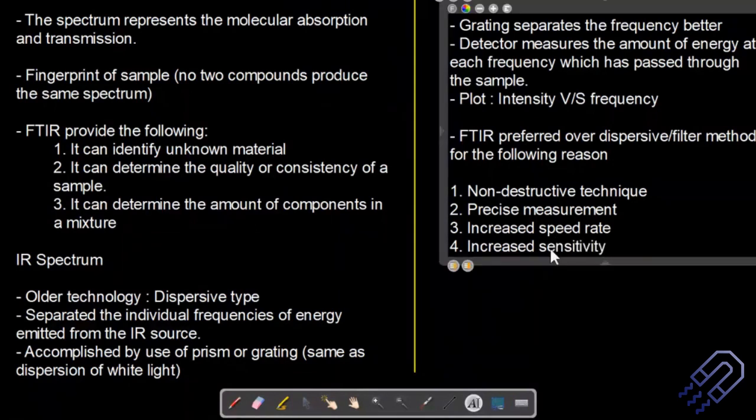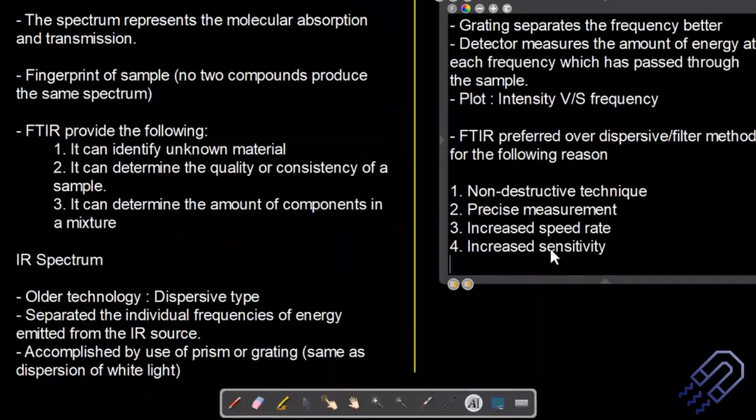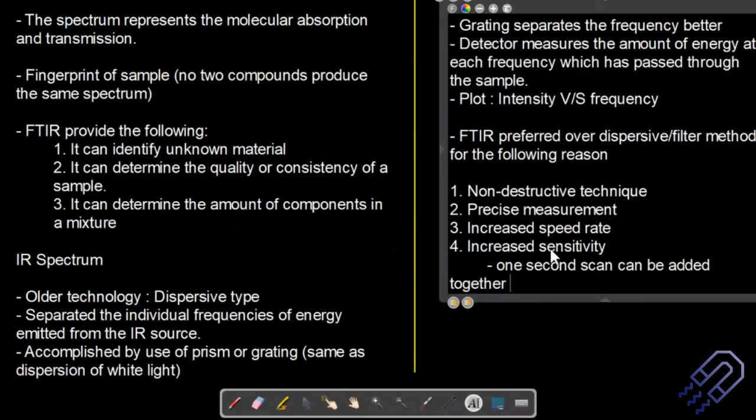So using an FTIR, you can actually divide that incident infrared radiation into a spectrum, into different components of the infrared system, and it can be separated much better compared to conventional IR spectroscopy. Let's say we have a 1 second scan, and we can have those 1 second scans simultaneously, and we can add them up.